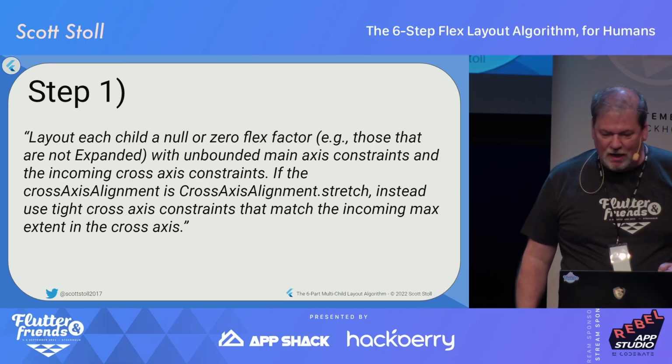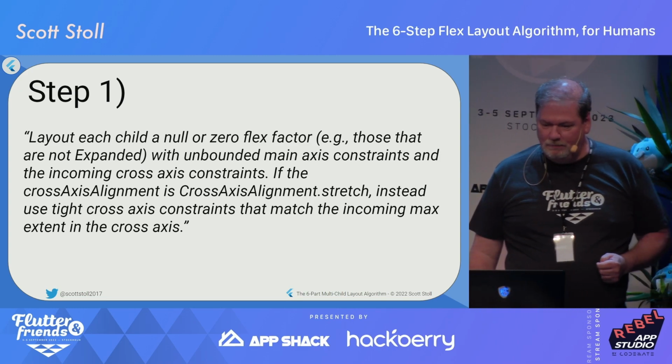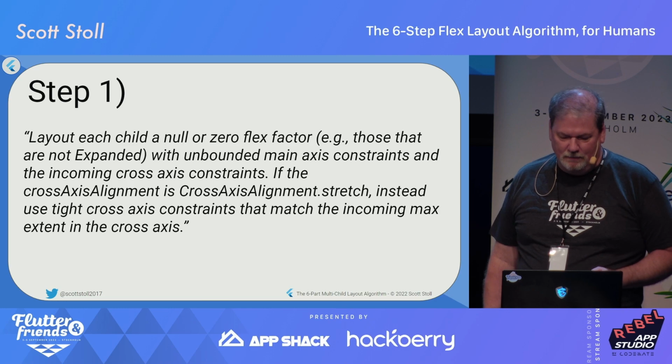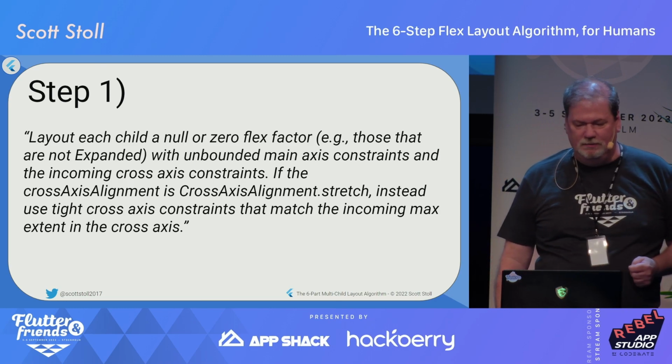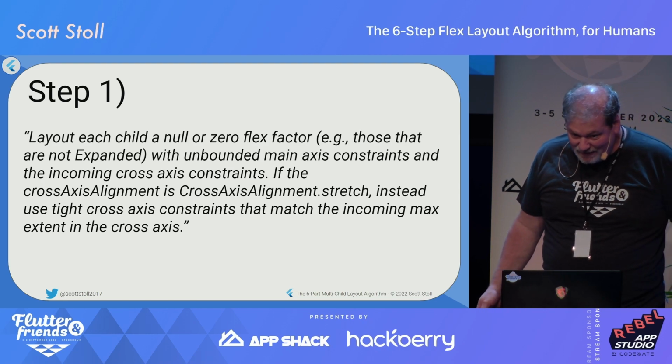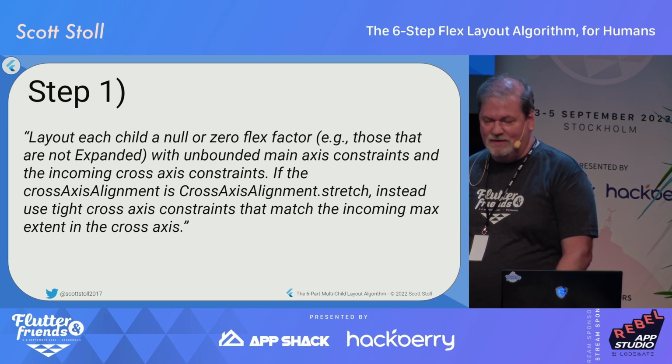All right, step 1. Lay out each child with a null or zero flex factor, for example, those that are not expanded, with unbounded main axis constraints and the incoming cross-axis constraints. If the cross-axis alignment is cross-axis alignment stretch, instead, use tight cross-axis constraints that match the incoming max extent in the cross-axis.